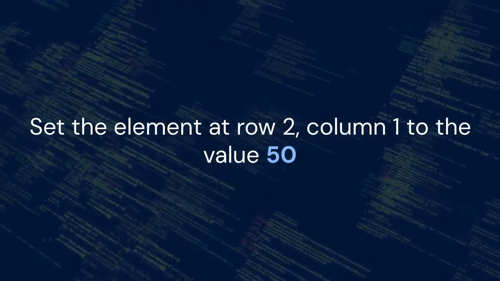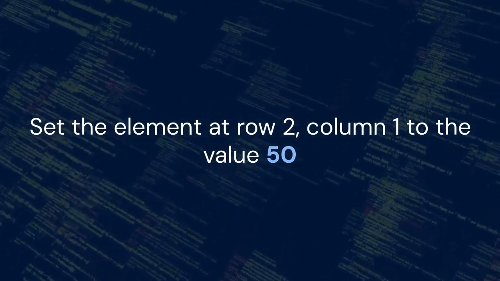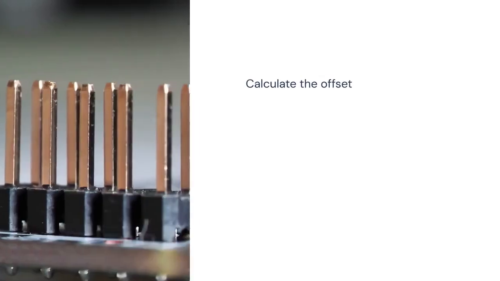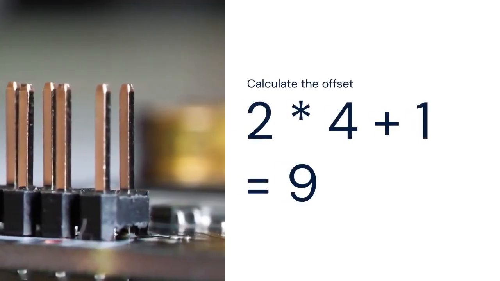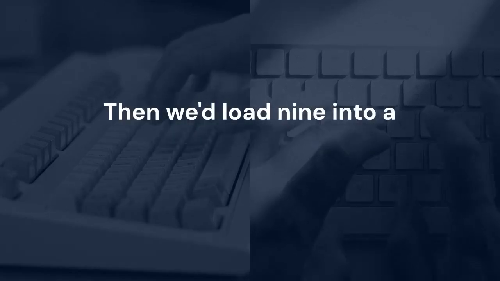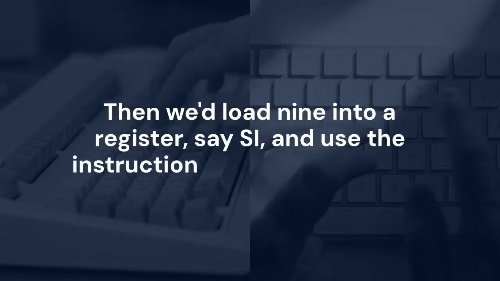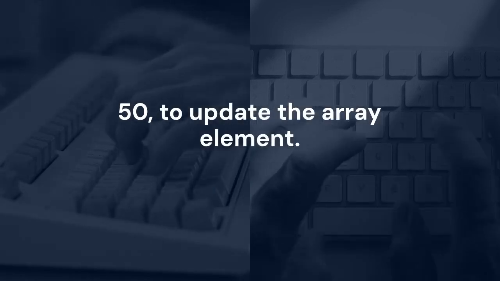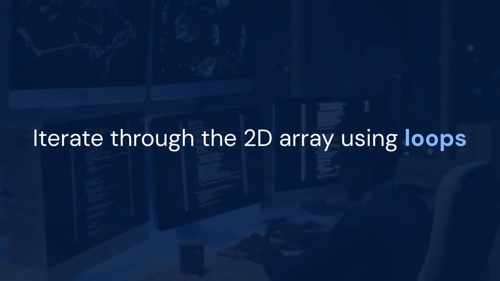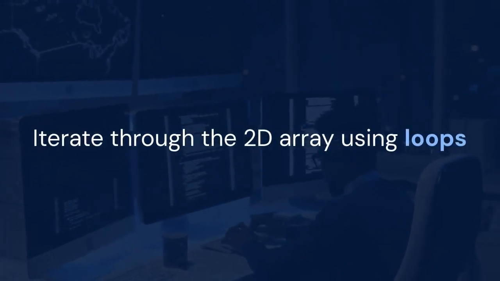Suppose we want to set the element at row 2, column 1 to the value 50. We would first calculate the offset, 2 * 4 plus 1, which is equal to 9. Then, we'd load 9 into a register, say SI, and use the instruction mov my_array[SI], 50 to update the array element.